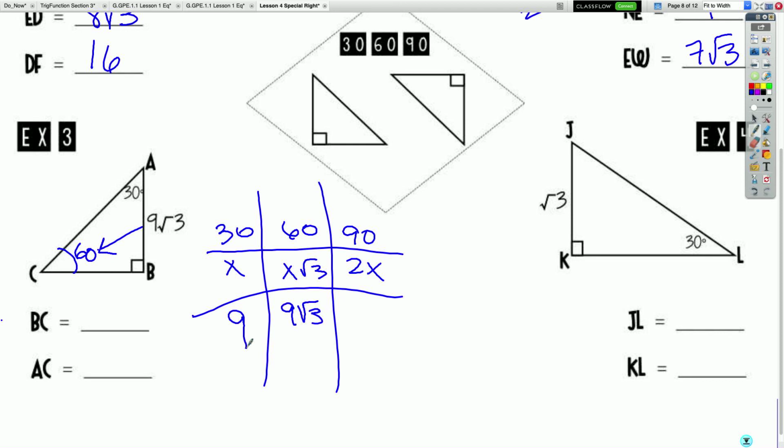And then what do I do to find 2x? 2 times 9, which is 18. 2 times 9 is 18. So then I'll let you figure out which one goes where. So those are all nice, easy examples. You should be okay with example 4 as well. It's a little bit trickier.